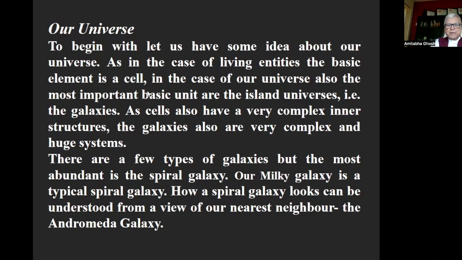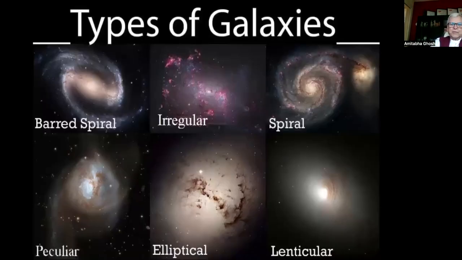There are a few types of galaxies, but the most abundant is the spiral galaxy. Like our own Milky Way galaxy, which is our island universe, is a typical spiral galaxy. How a spiral galaxy looks can be easily understood from a view of our nearest neighbor, another spiral galaxy, the Andromeda galaxy. So these are the types of galaxies you can see. Now you see that they look like our satellite pictures of low pressure tornado, your cyclones.